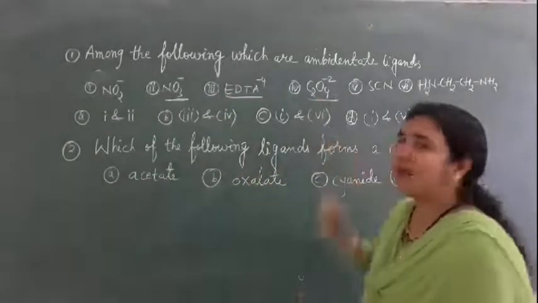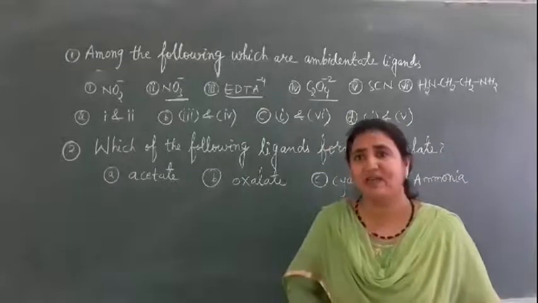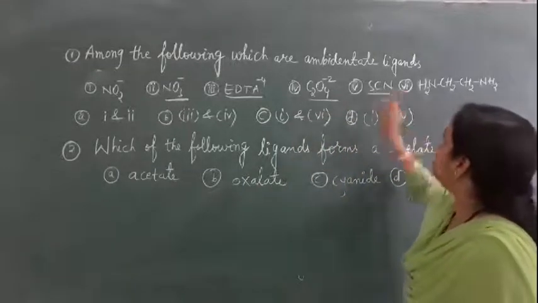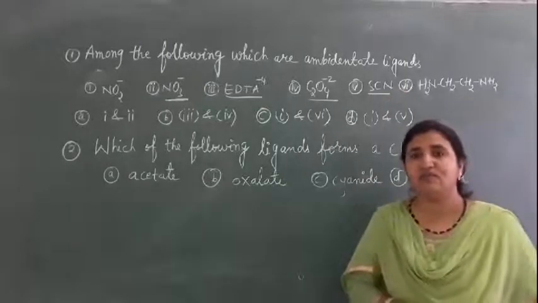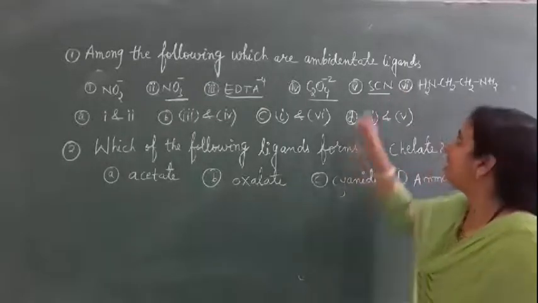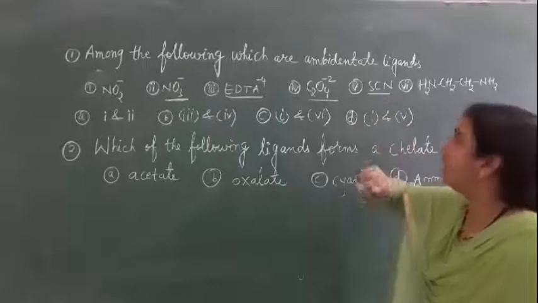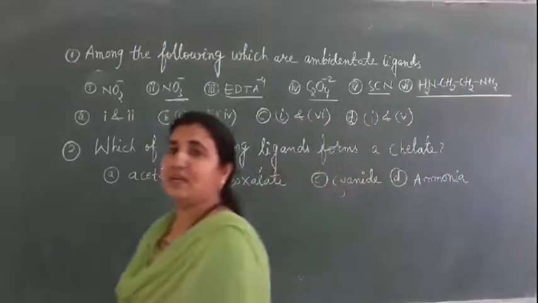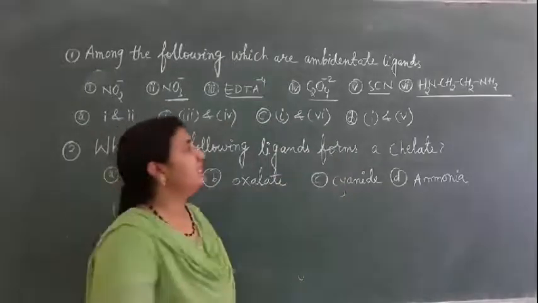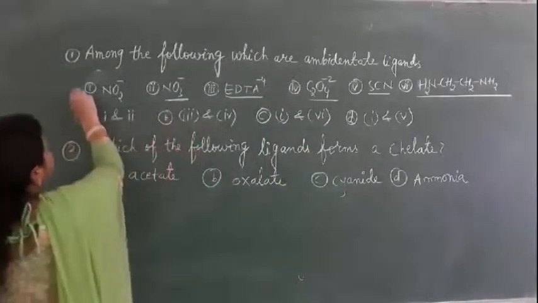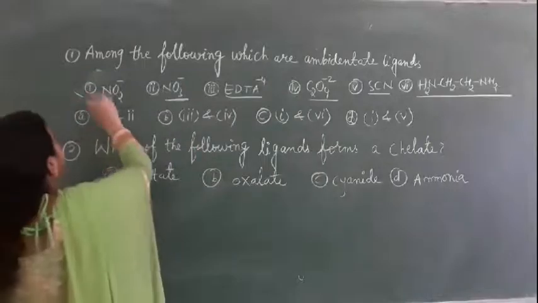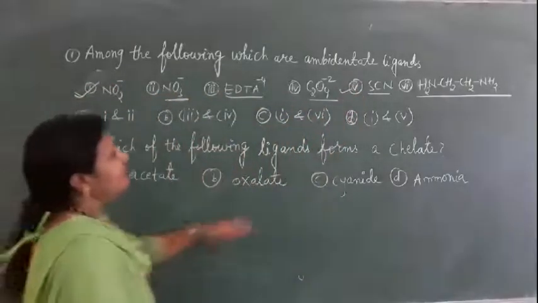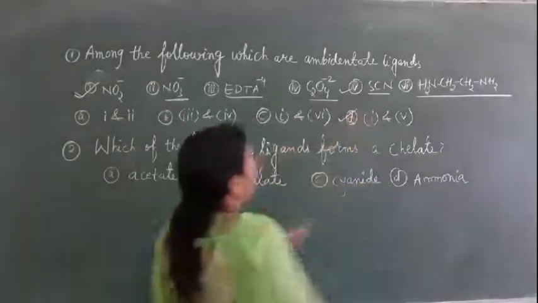This C2O4 2-, oxalato, is a bidentate ligand. This SCN is thiocyanito, S-thiocyanito, so this is an ambidentate ligand. This ethylene diamine is a bidentate ligand. So the options are the first one and the 5th one, 1 and 5. The D option is the correct option here.